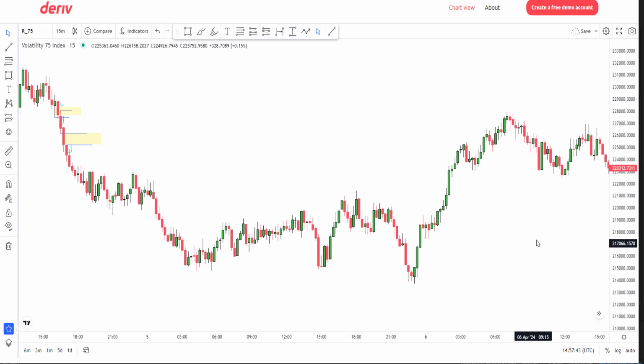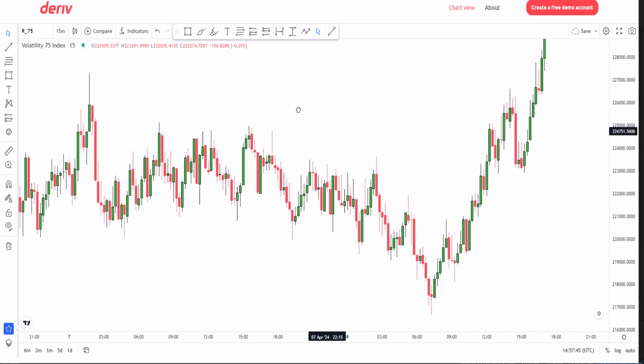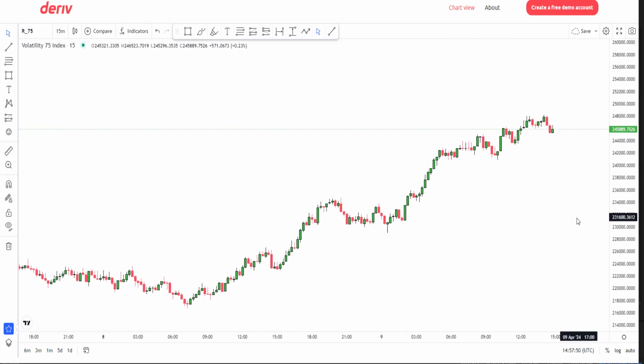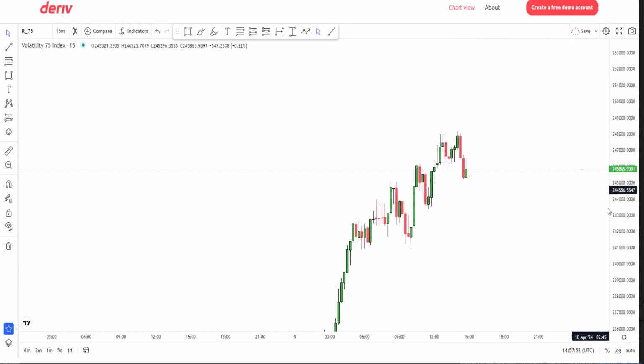So let me show you a fair value gap for an entry on synthetics. All right, very importantly, look at this.